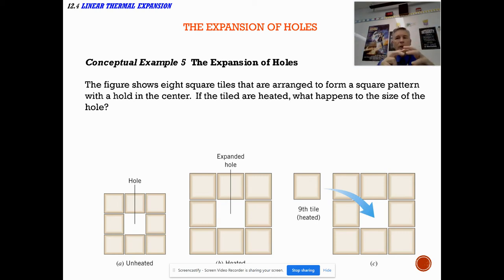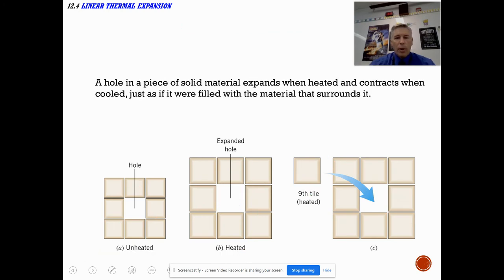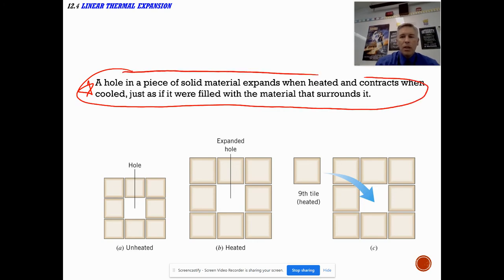If I have some material and I heat it up, the hole will actually expand just like it's full of the material. And the easiest way to think of that is, if I broke it up into a whole bunch of little pieces here, then when I heat it, each one of those pieces is bigger. And so when I look at this expanded hole, it should be the same as the piece I took out. So in general, what we're going to say is this little statement right here: a hole in a piece of a solid material expands when heated and contracts when cooled, as if it was filled with that material. So we can calculate this out.